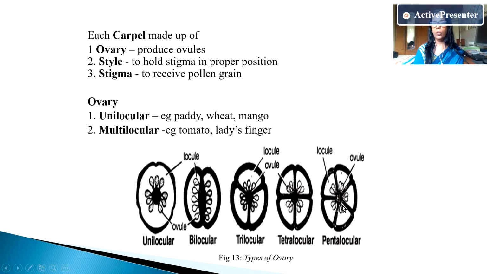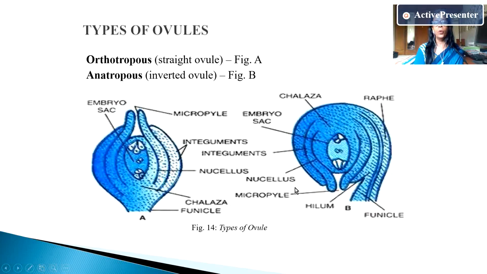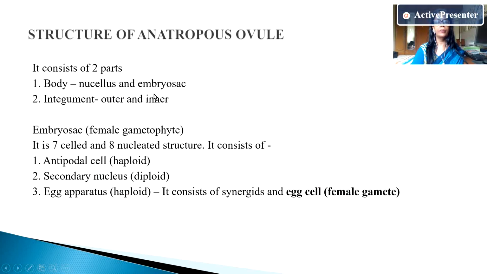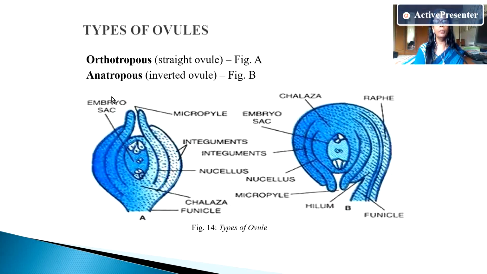And the structure of ovule, we will see how the ovules are arranged inside the ovary, whether in the straight position or inverted position. Accordingly, these ovules are classified into orthotropous ovule, that is straight ovule. They are positioned straight inside the ovary, and anatropous ovule, that is inverted ovule. This is the orthotropous ovule, straight ovule.